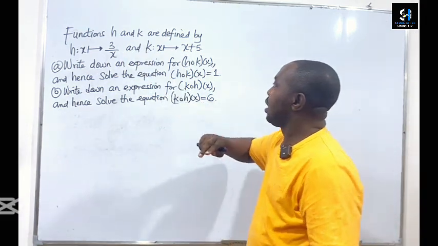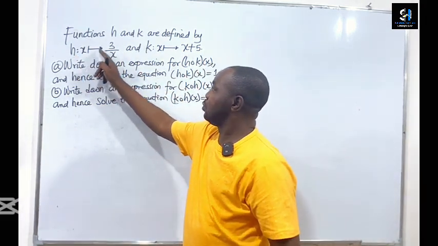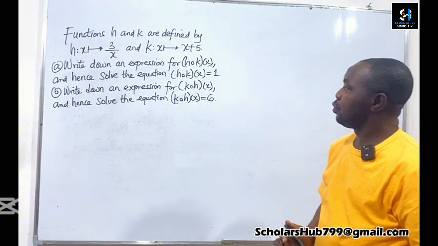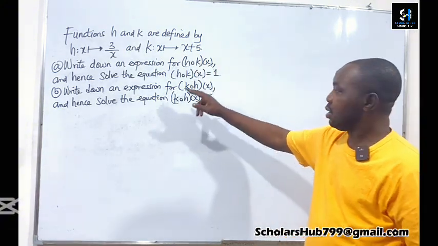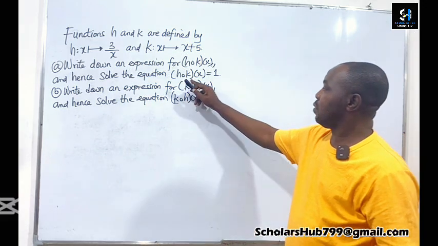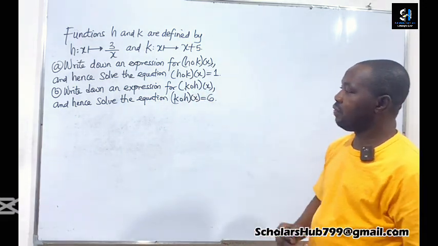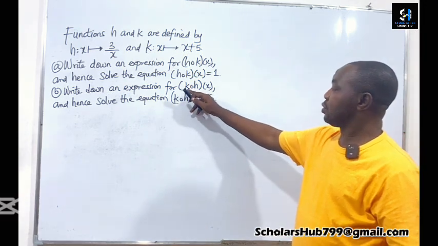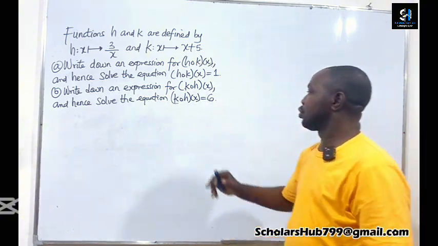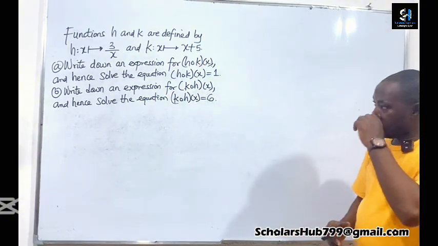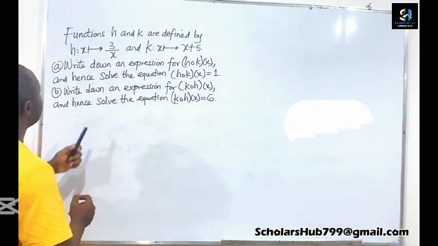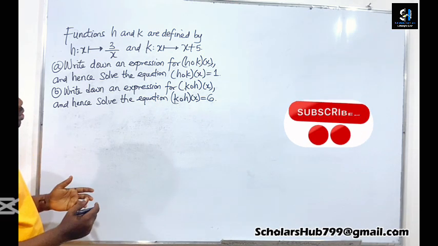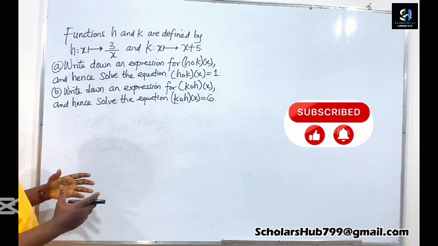Functions h and k are defined by h of x equals 3 over x and k of x equals x plus 5. Write down an expression for composite function hk of x and hence solve the equation hk of x equals 1. What will be the value of x? Write down an expression for the composite function kh of x, and hence solve the equation kh of x equals 6. Okay, so what I will do first is to write the expression for the composite function hk of x, using functions h and k.